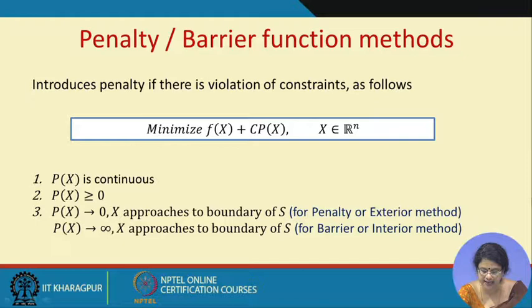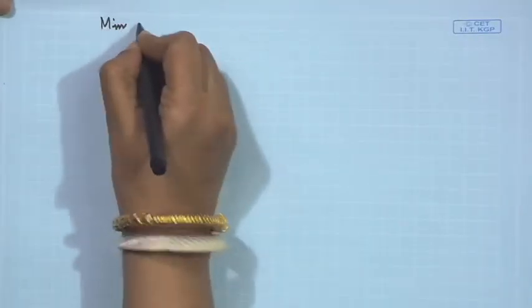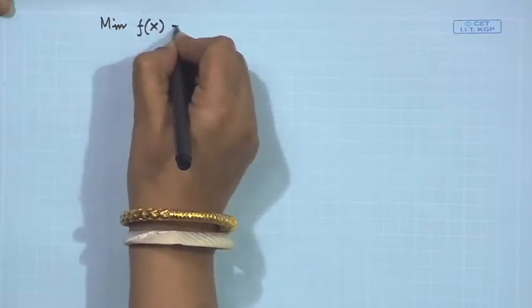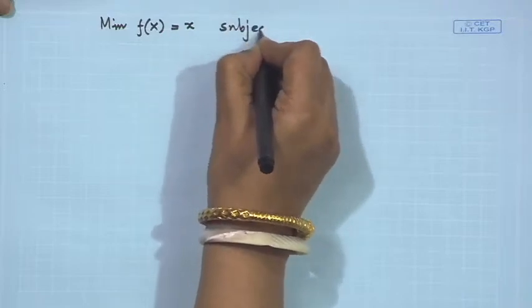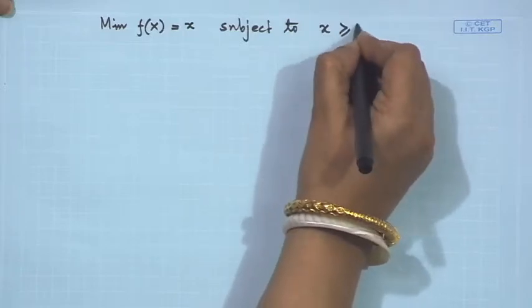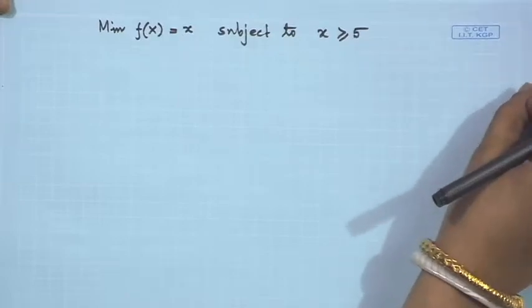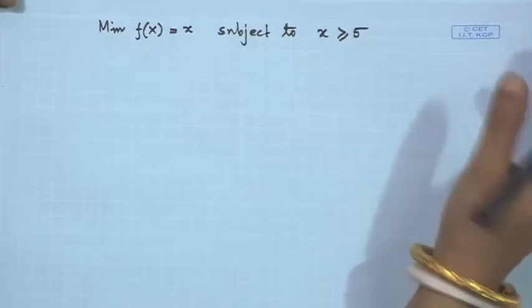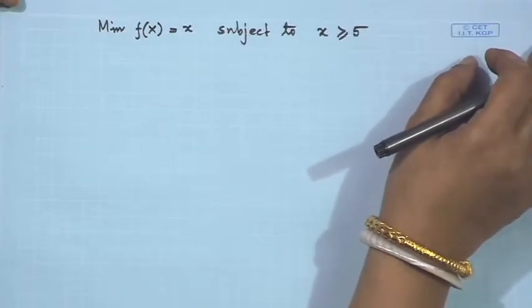Let me take one example for this. Let us consider one problem: minimization of f(x) = x, a one dimensional problem, subject to x greater than or equal to 5. The problem is very simple, that is why the solution of this problem must be 5, because 5 only gives you the minimum value of f(x).